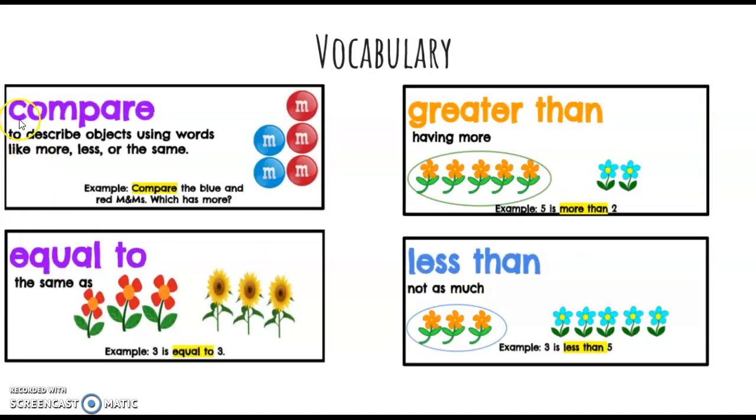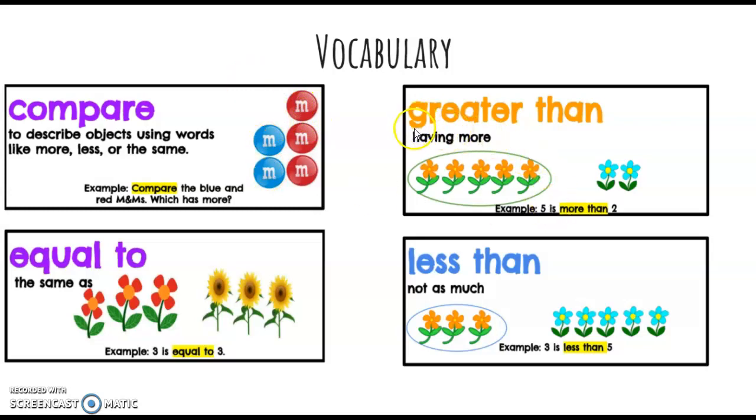Vocabulary. So our first vocabulary word is compare. Can you say compare? And compare means to describe objects using words like more, less, or the same. Now some other words that we can use to compare are here. We're going to discuss those as well. Remember, comparing, we compared the blue M&Ms and the red M&Ms, and we said the red M&Ms are greater or more than the blue M&Ms.